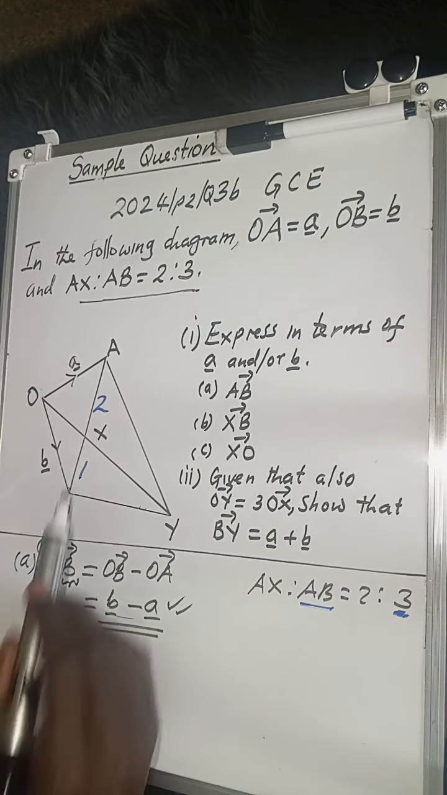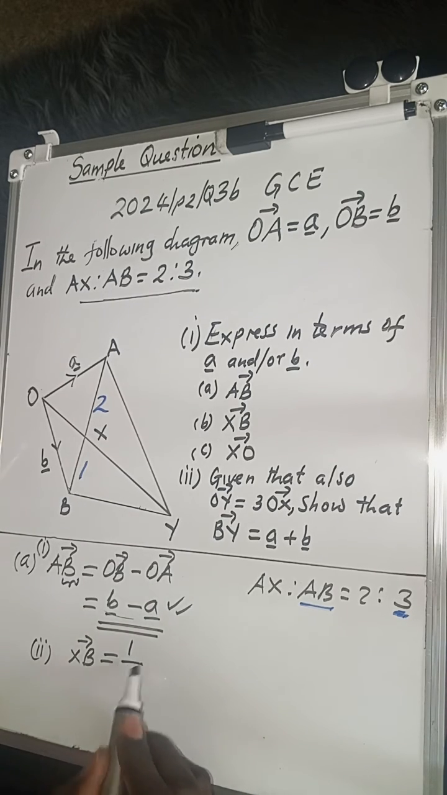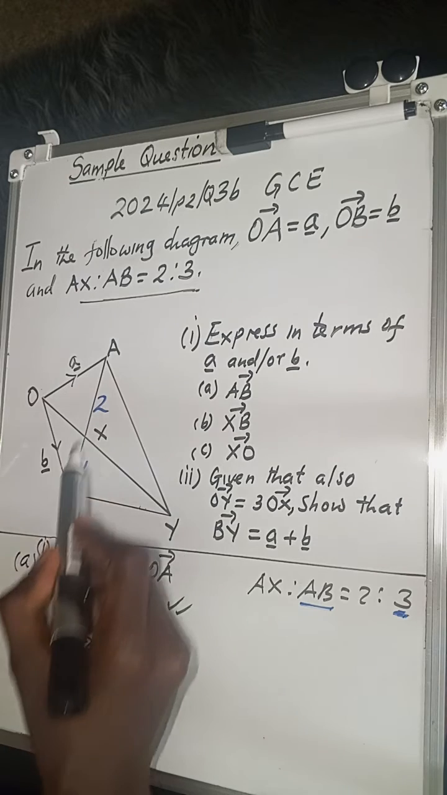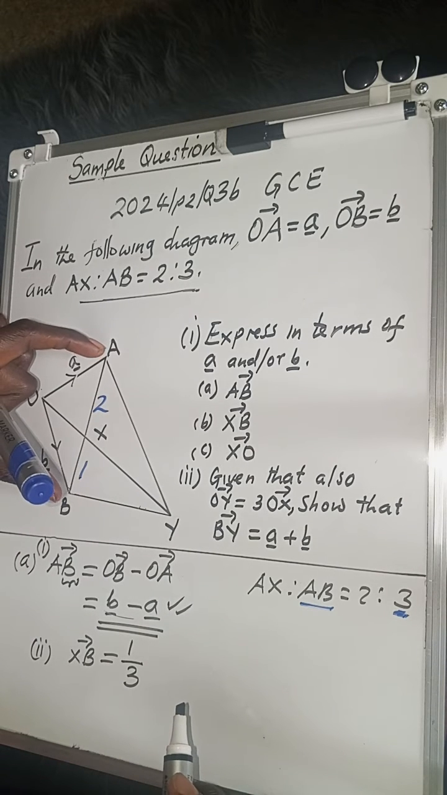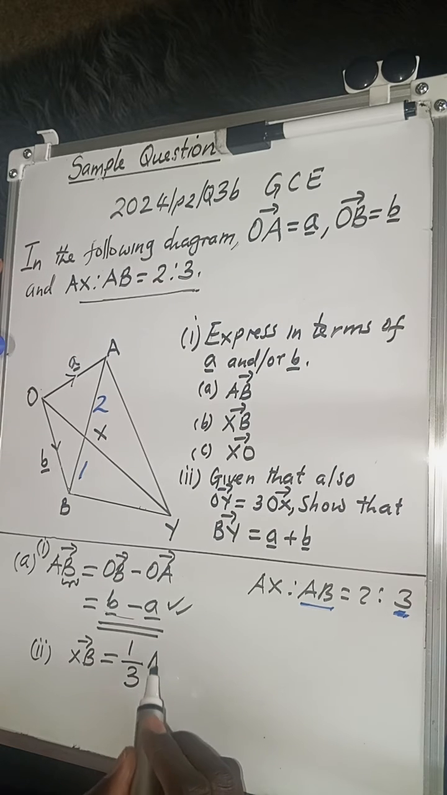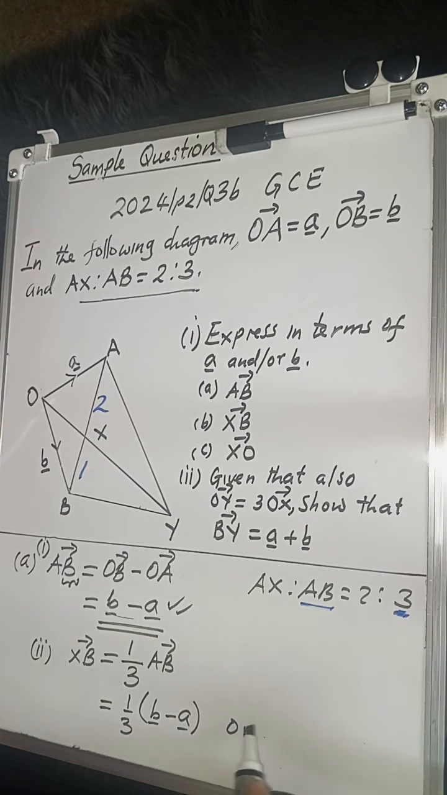So therefore, how do I find XB? You look at the ratio of X to B. It is simply 1 over the total ratio of that line, 2 plus 1, which is a 3. Then multiply by this whole line, the vector for this whole line, the directed line segment AB. So multiply by the vector AB. So this is going to be 1 over 3 multiplied by AB, which is vector B minus vector A. That's what we mean. So if you want, you can go further and multiply 1 over 3 times that one.